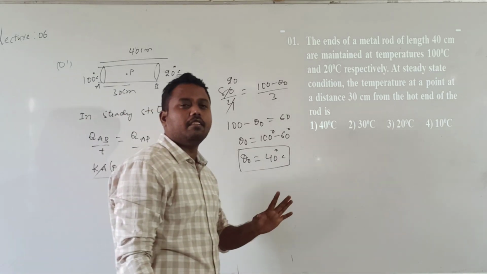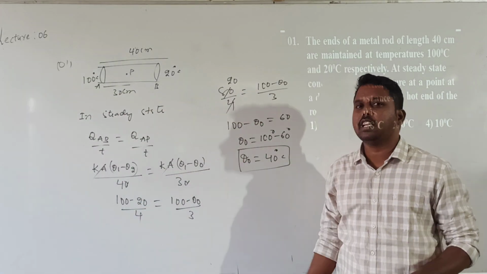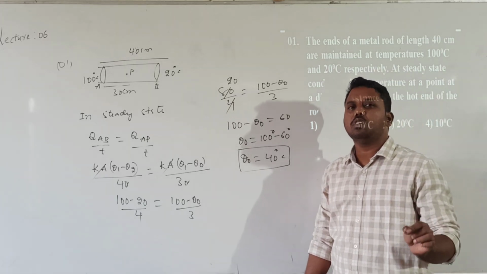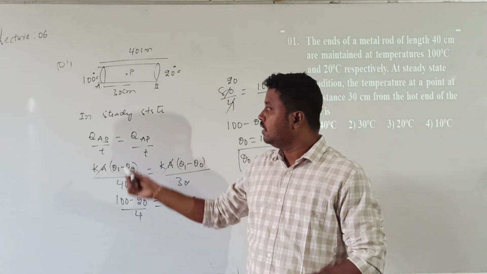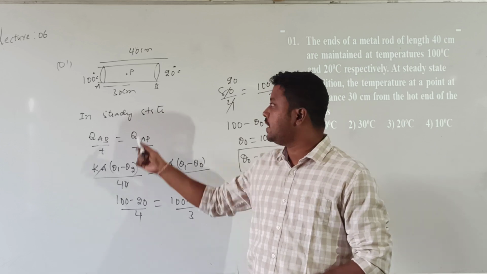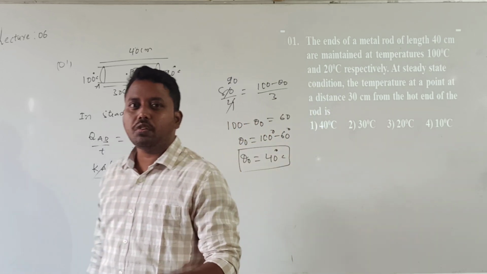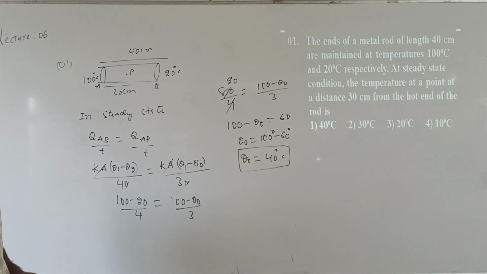Same model: whenever two rods are connected in series and they ask to calculate the temperature of the interface, we will apply the same formula. In steady state, the rate of heat flow will be the same. This is question number 1.